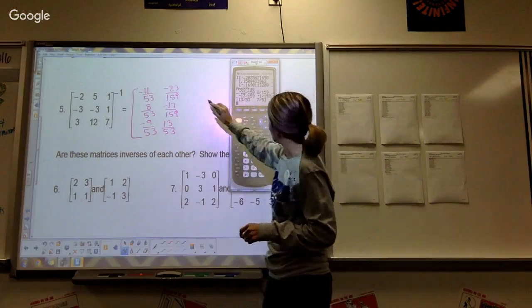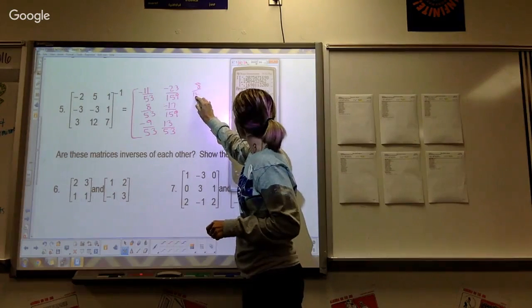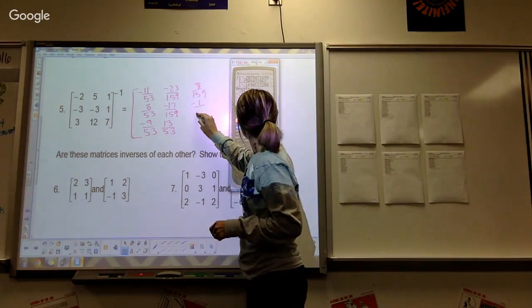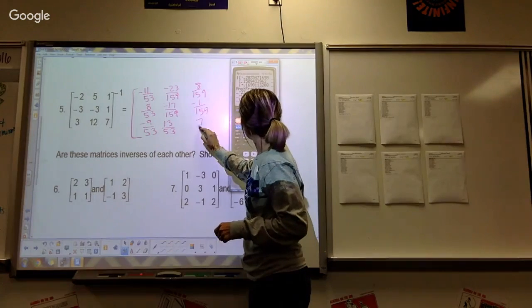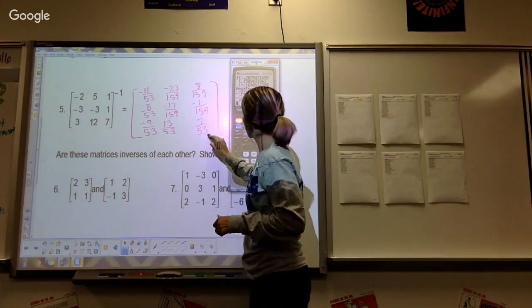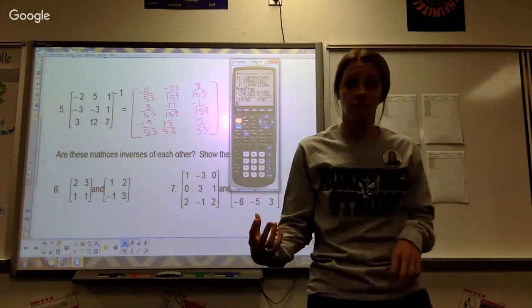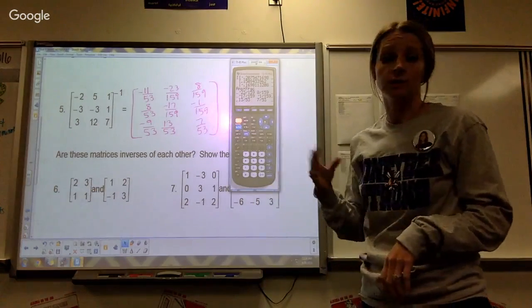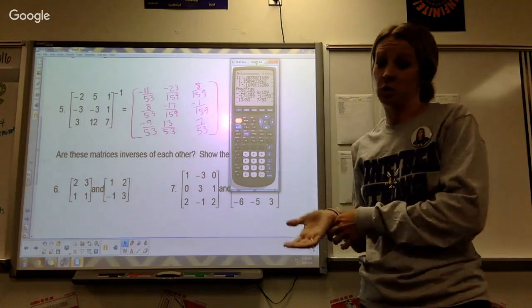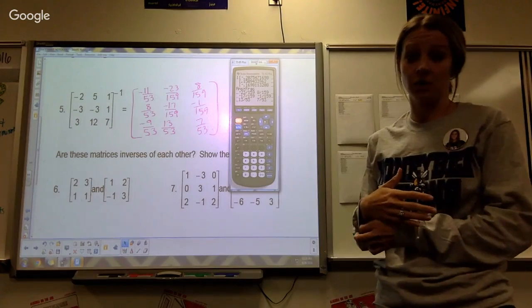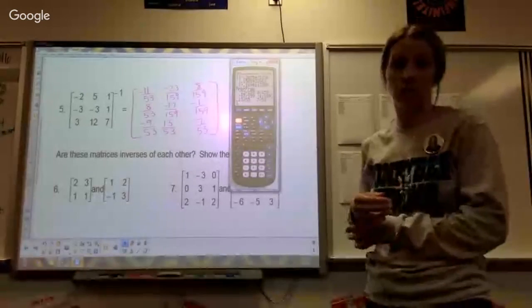And then that third column is 8 over 159, -1 over 159. When you're finding the inverse, again, you should get a matrix, the same dimensions as the one that you entered in. So if you end up with a 2 by 2 and you plugged in a 3 by 3, then you probably chose the wrong matrix on your calculator.